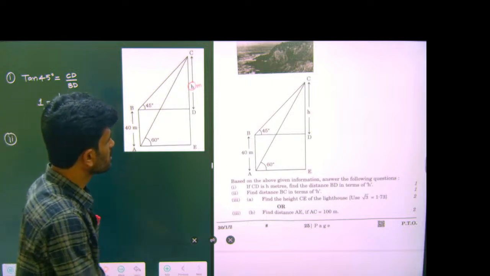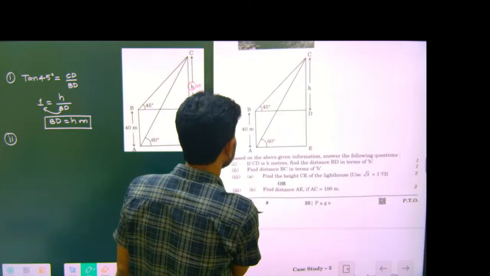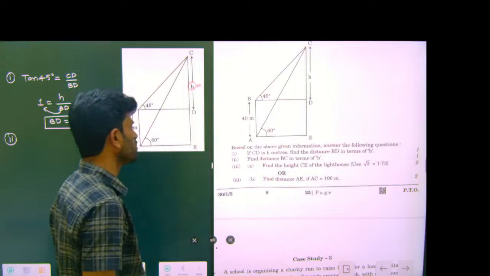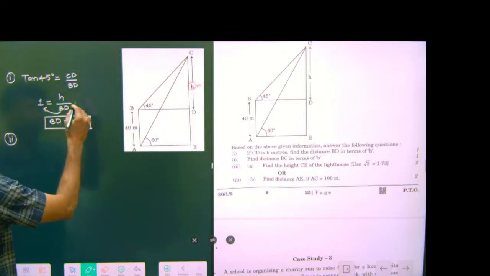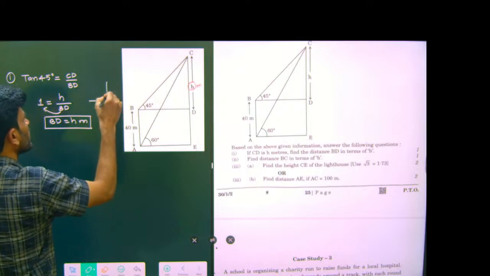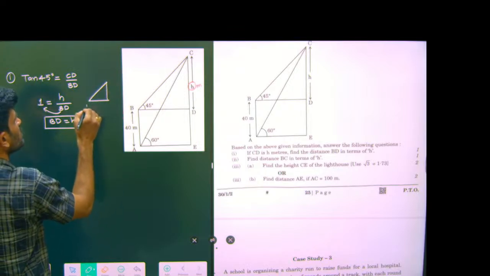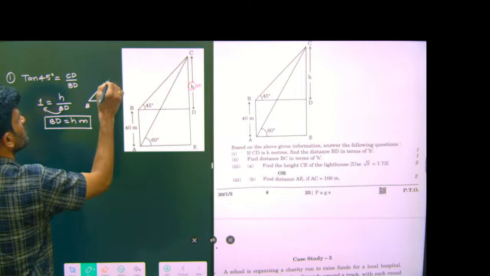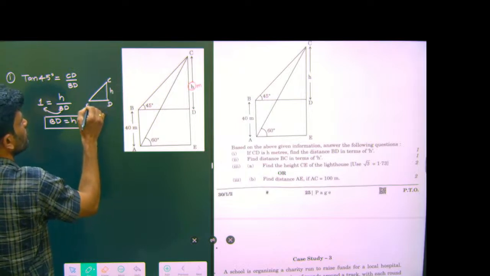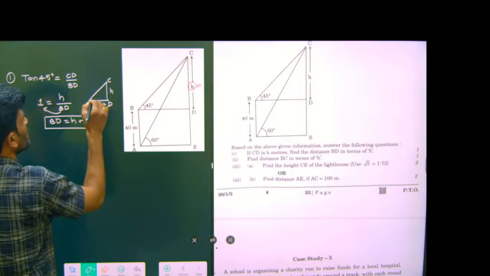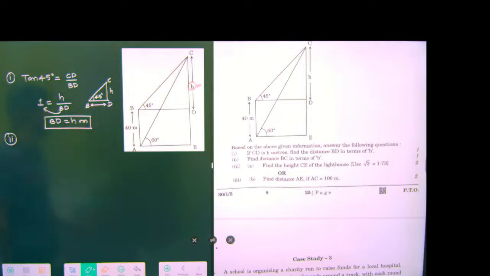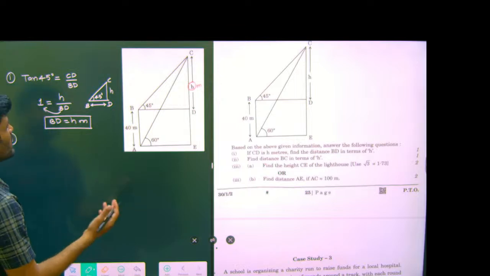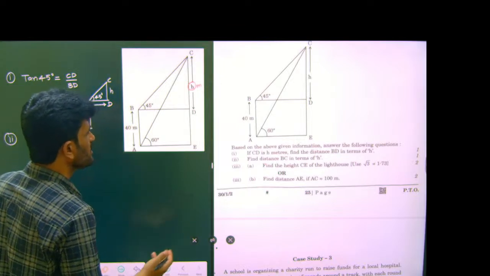Now the second question, they are asking to find the distance BC in terms of h. We want BC in terms of h. Hope you understood the first question. Here we will have a triangle like this: B, D, C, this is h. We don't know BD, we have to find BD, and this is 45 degrees. In the first question they asked the value of BD in terms of h only, so BD is also h. First one is completed. And the second one, we want the value of BC in terms of h.